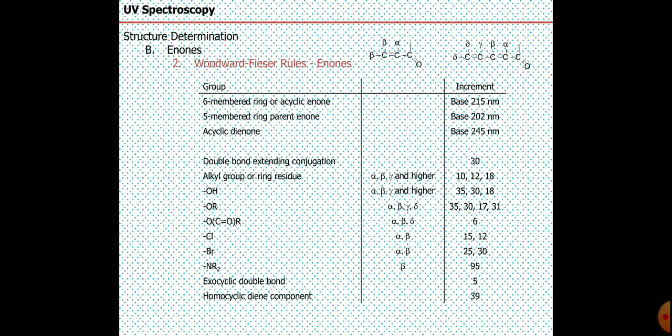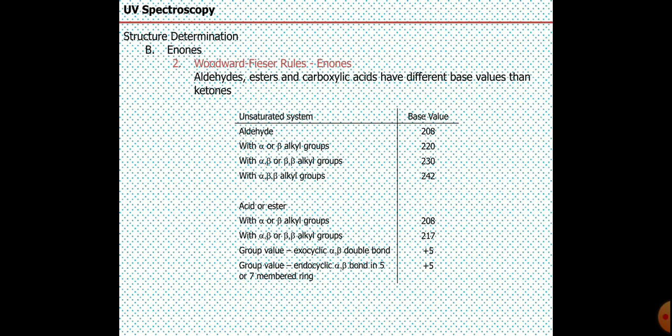If there is an exocyclic double bond, 5 nanometer is added. And for a homocyclic diene, 39 nanometer is added to the parent or base value. Then for acid and ester, base values are given as 208 with alpha or beta alkyl groups, 217 with alpha beta or beta beta groups, plus 5 nanometer is added for an exocyclic double bond, plus 5 nanometer is added for an endocyclic alpha beta bond or pi or 7 member ring.